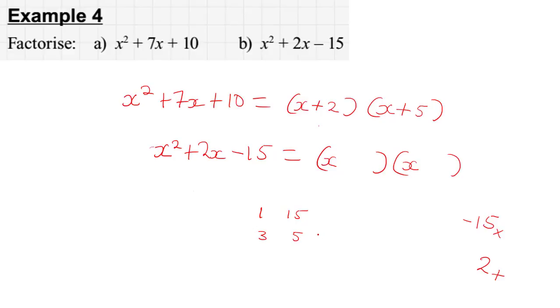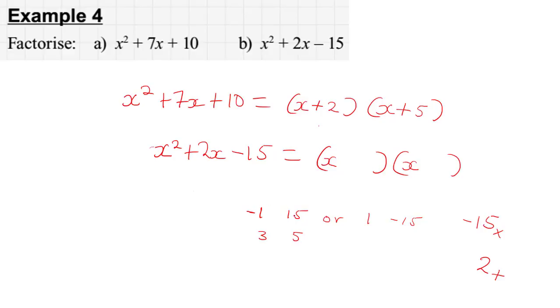Now, for me to multiply the numbers to give me negative 15, it means that one of them has to be negative. So this could be negative, or it could be like this. Either it's negative 1 and 15, or 1 and negative 15, whichever one. Now, I need to see if I add these two, or if I add these two, can I get 2 there?